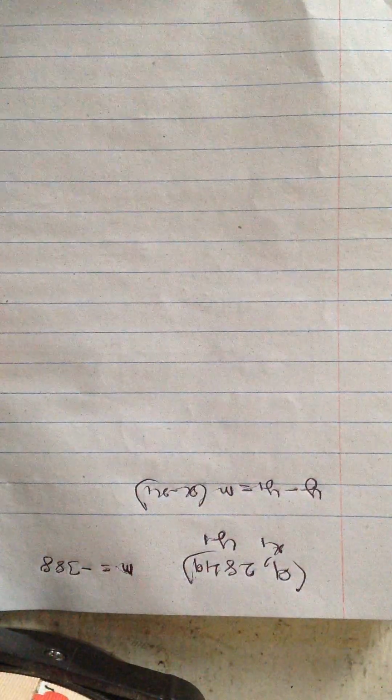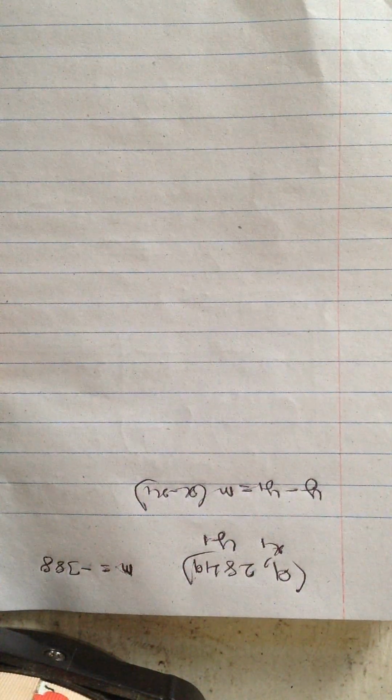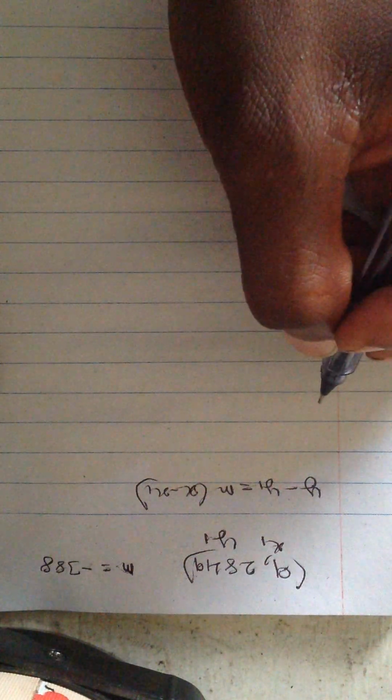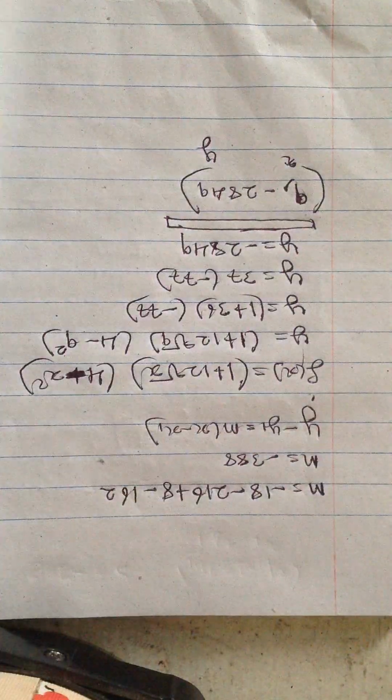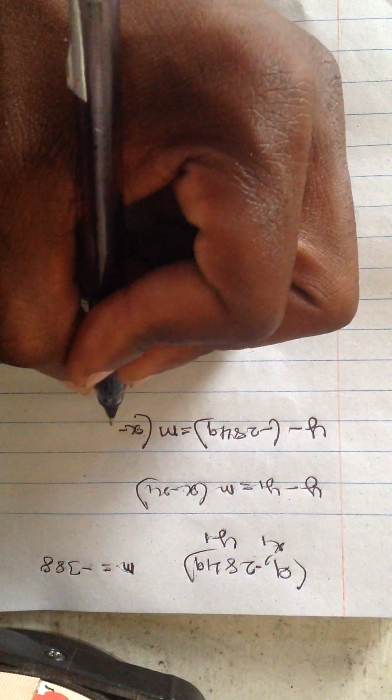Then we have the gradient here as negative 388. We are going to prove this. This is our gradient. So what are we going to do? y minus, what is our y1? Our y1, it is negative 2849, close, equals to m open bracket. We don't have x2, we are using x1 y1. Our x1, it is 9. Close.